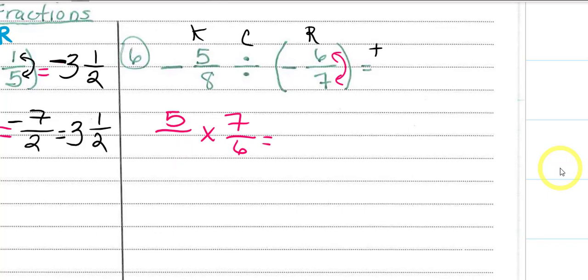Look at your numerators and denominators to see if there's anything that you can simplify. And really, I don't see any numerators and denominators that I can simplify together. Everything is fully simplified. So just multiply across. 5 times 7 is going to give you 35. And 8 times 6 will be 48. There's nothing to simplify in that answer, so your answer is simply a positive 35/48.